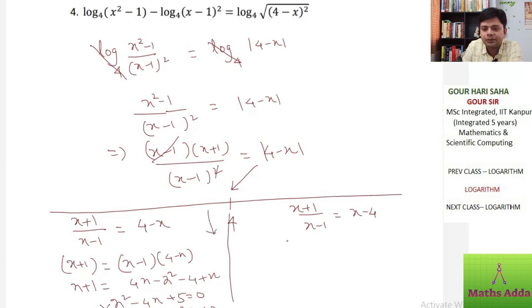Now move to this side. It is x plus 1 is equal to x square minus 5x plus 4. Bring all the terms to one side, x square minus 6x plus 3. You can solve this quadratic and get the answer. So move to the next question.